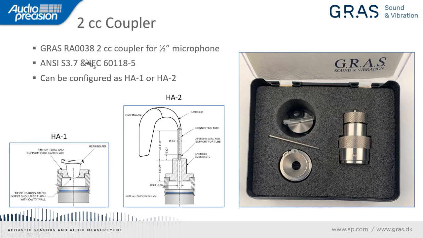And this RA0038 coupler from Grass comes in a nice kit like this. As you can see, you have the parts for the HA2, and you can also remove these parts and place the conical adapter on the coupler to turn it into an HA1. So this is all built into this nice little kit.